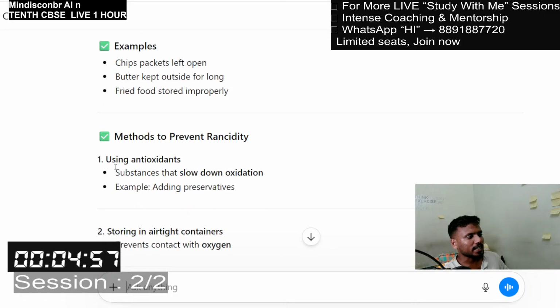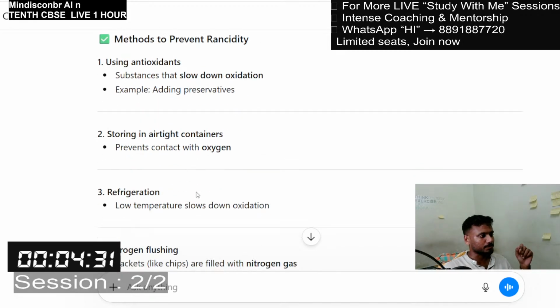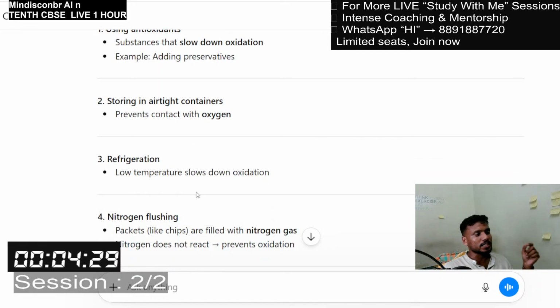Methods to prevent rancidity: using antioxidants, substances that slow down oxidation. So what are antioxidants? Antioxidants are substances that act against oxidation. That is, they slow down oxidation. An example is preservatives. Also, we can prevent rancidity by storing in airtight containers, which prevents contact with oxygen. Also, refrigeration: low temperature slows down oxidation.